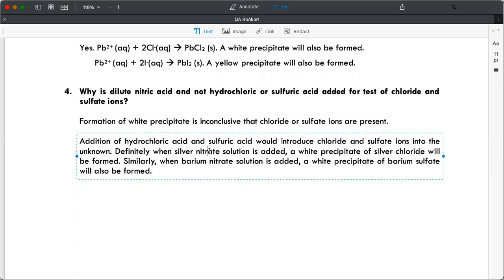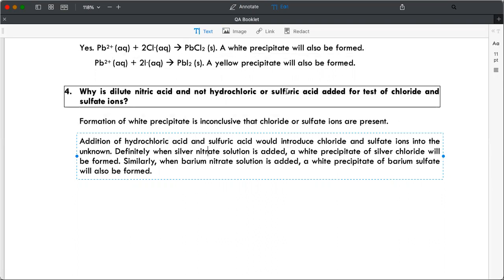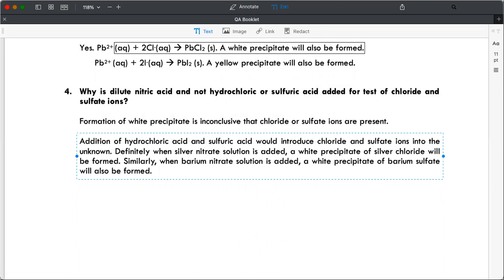Definitely, when silver nitrate solution is added, a white precipitate of silver chloride will be formed. Similarly, when barium nitrate solution is added, a white precipitate of barium sulfate will also be formed. So you are testing for chloride and sulfate, so it is not allowed. I'll say no. No way. You should not add an anion, you should not add an ion that is required to be tested.